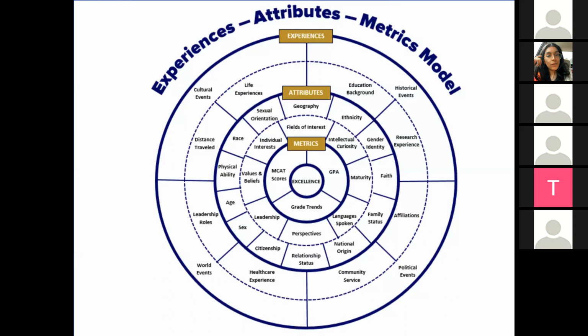What is the baseline MCAT that most schools use to screen for secondaries? What number? The faster you answer, the faster we move through this presentation.